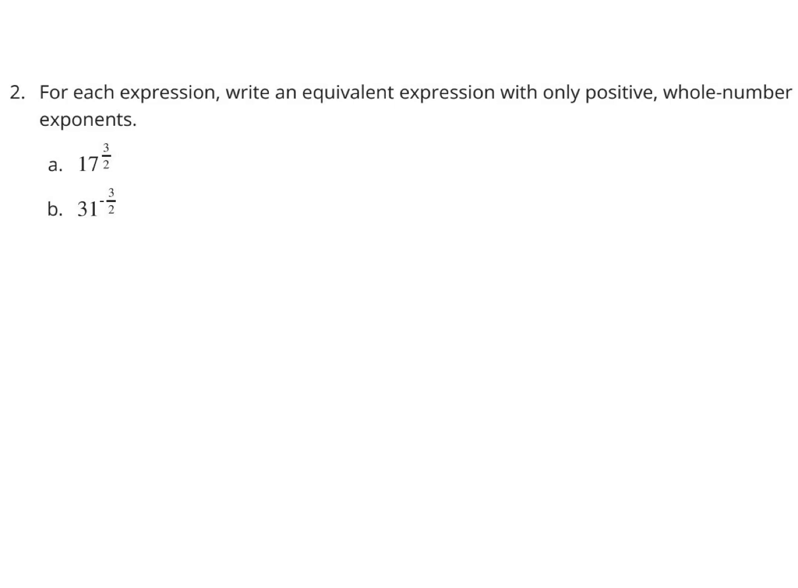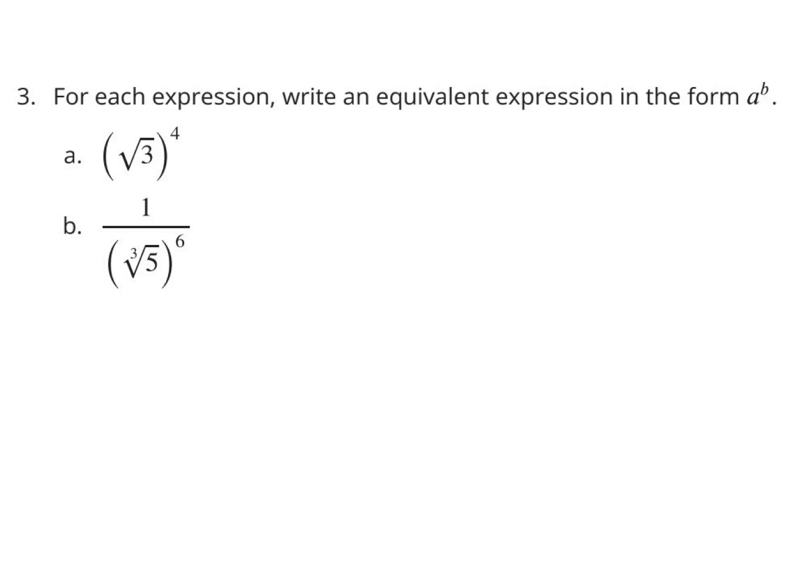Okay, for 2, what we got to do is change these into radicals. For each expression, write an equivalent expression with only positive whole number exponent. That means 17 cubed. So they want us to transform the exponential into radical form. 1 over the square root of 31 cubed. The numerator is the exponent. The denominator is the root. And we don't write 2 on the index of square roots unless you need to see it visually.